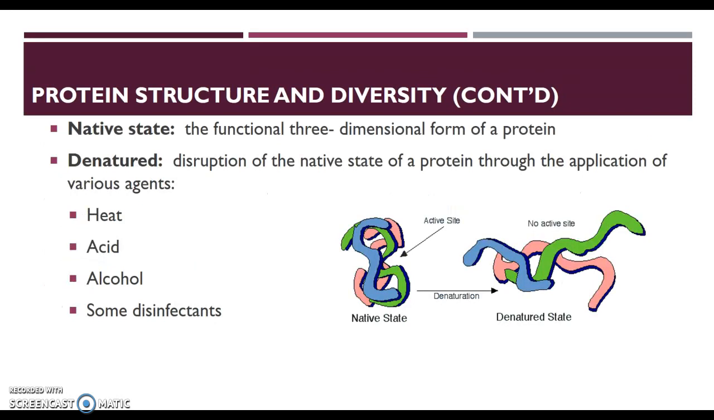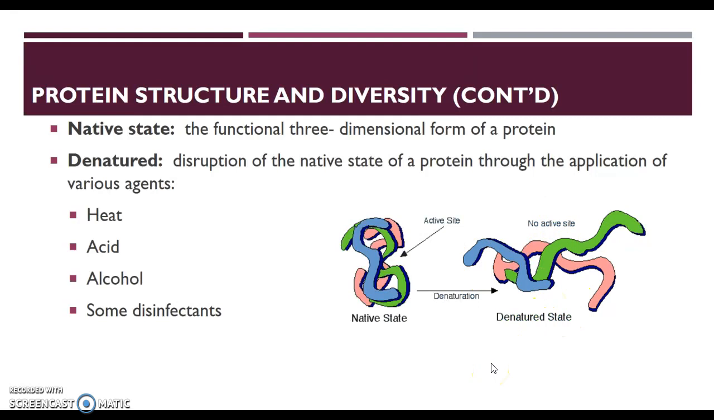So we can find proteins in two different states. The native state is the functional state, and you can see here it's folded normally. You can see it's got a functional active site. This is the normal or native form of the protein. When a protein is denatured, the native state becomes disrupted. The protein begins to unfold. The active site is no longer present, and this can happen in a number of ways.